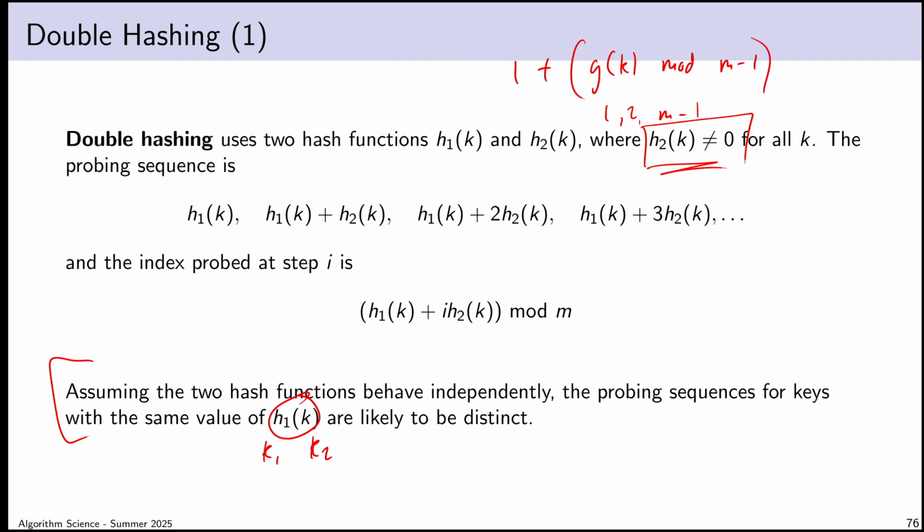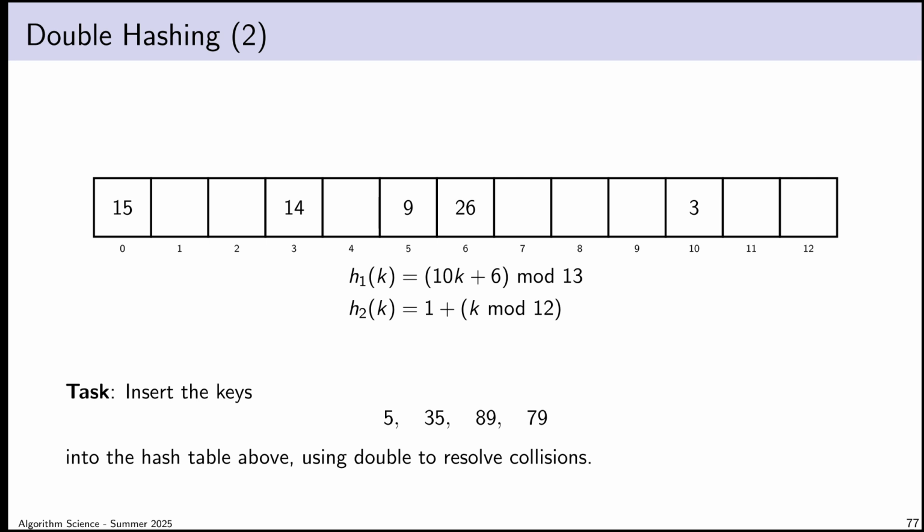So I shouldn't need to worry too much about secondary clustering. So we'll try some double hashing examples. Let's start our earlier example over again. I've already inserted these keys and no collisions have yet occurred. I've decided to use this as my secondary hash function.